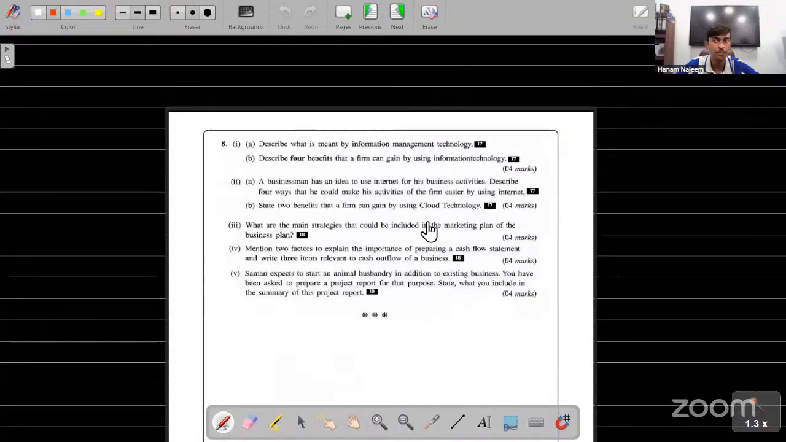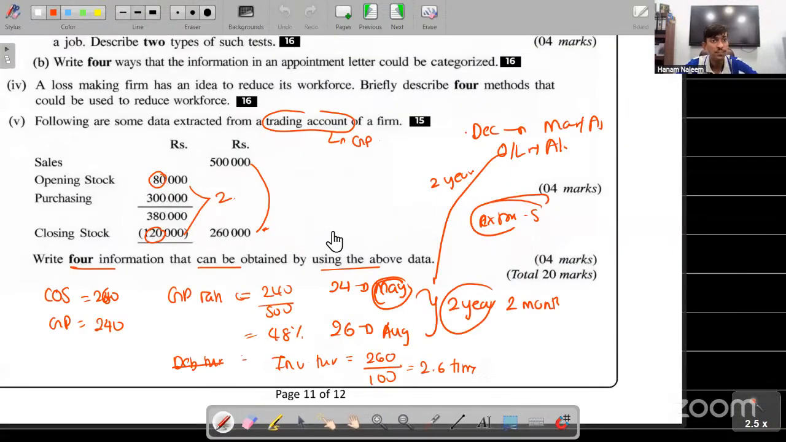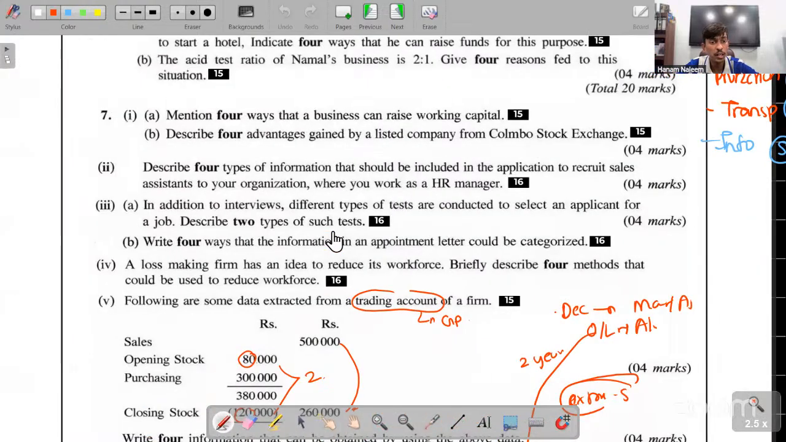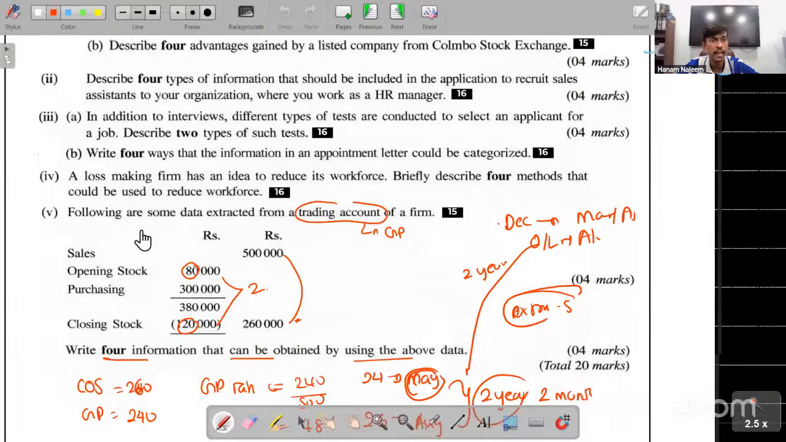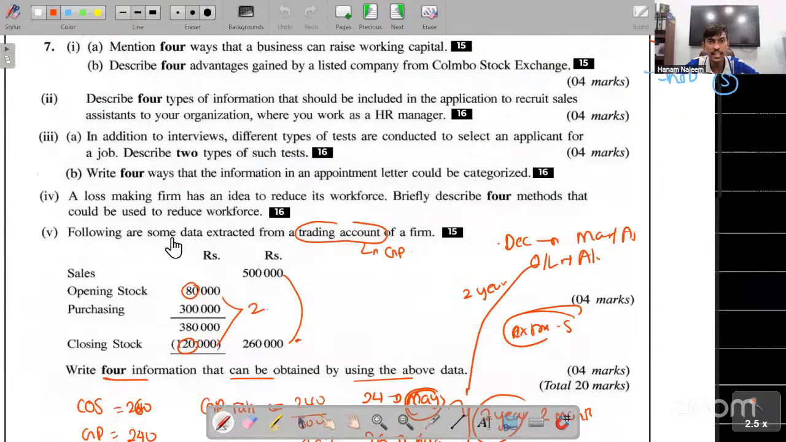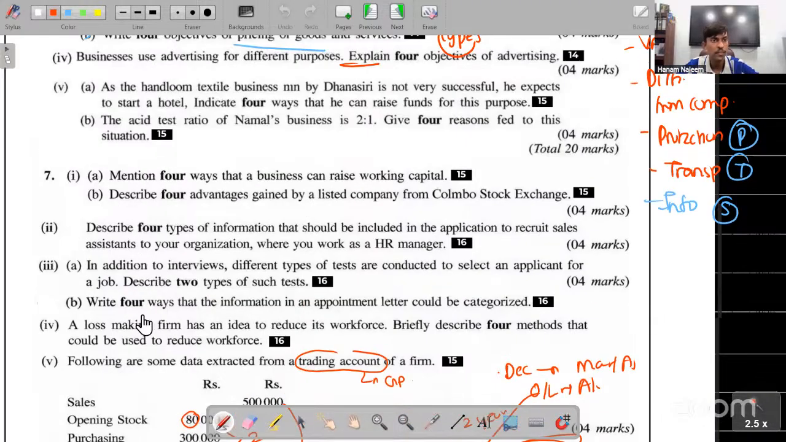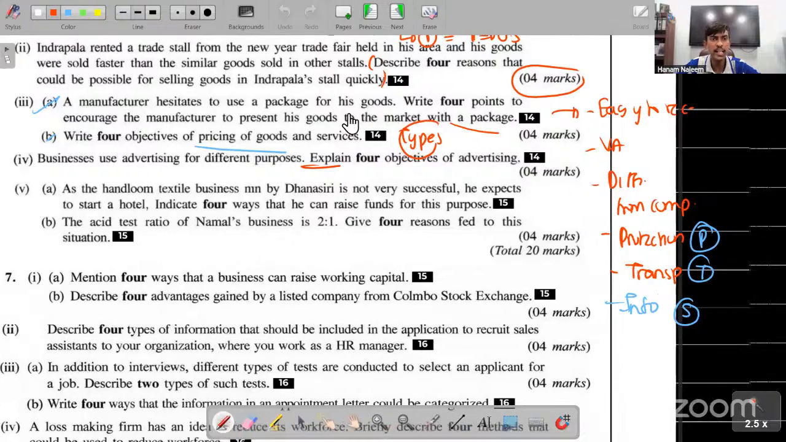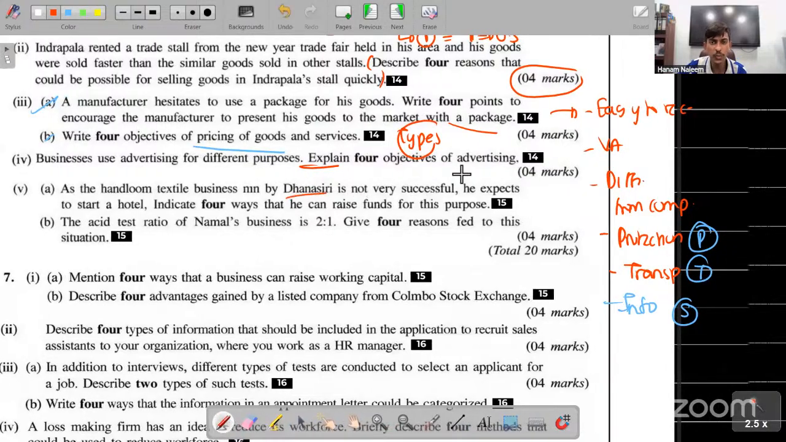Then sixth question. I went to seventh directly by skipping sixth. Okay, wait. And in this one, there are some other questions also. Question 6 A. The handloom textile business run by Dhanasiri is not very successful. He expects to start a hotel. Indicate, means no need to explain in depth, 4 ways that he can raise funds for this purpose.